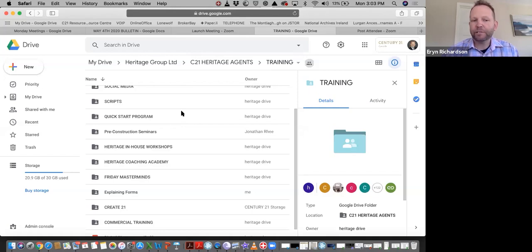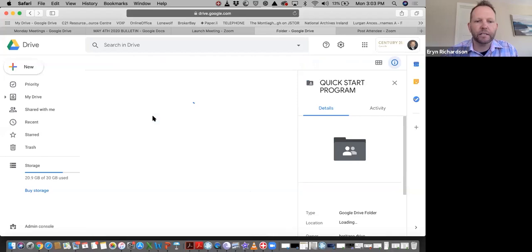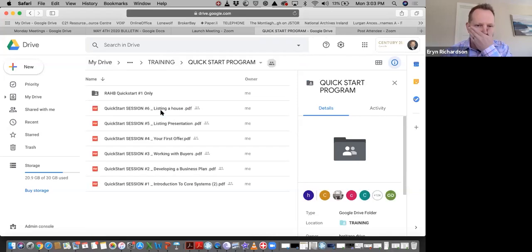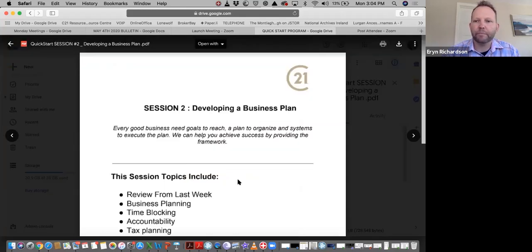but we have business building as a separate seminar, and then we have our business building with our Quick Start program, and we're following the Quick Start program, the 6 sessions that we have in Quick Start. We did session 1 last week, which was the introduction to our core systems. And today we're doing developing a business plan and business planning in general. So I'm going to just open up developing a business plan. We're going to go through some stuff here.